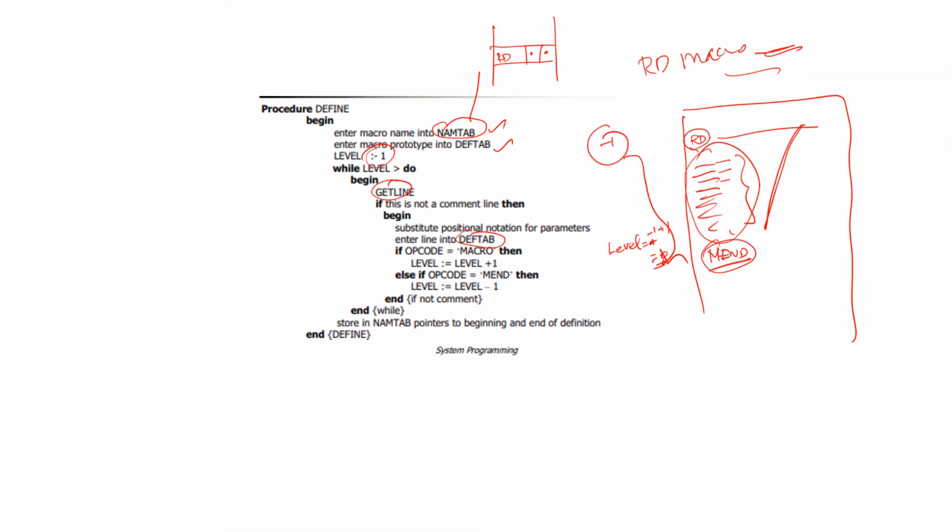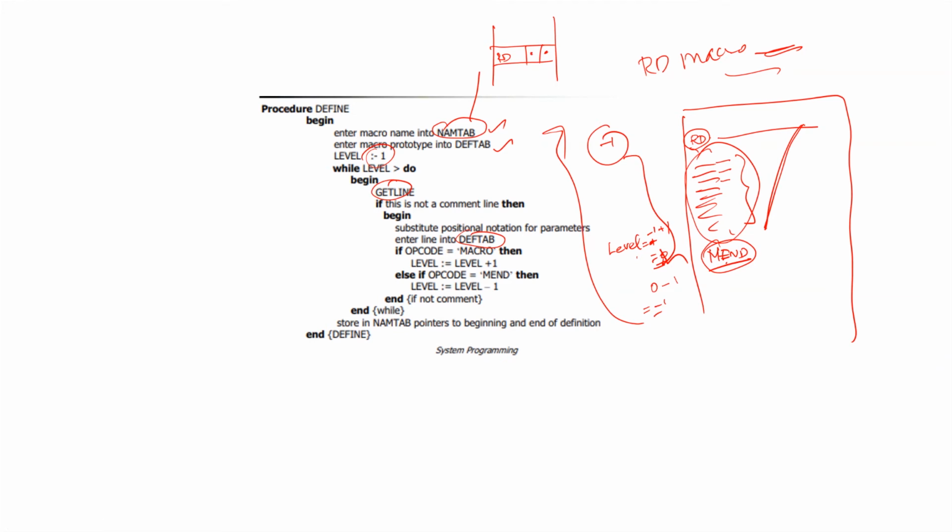Then, if opcode is equal to end, that means when you reach the end, what happens now? 0 minus 1. Level value is now 0 minus 1. Now it is changed to minus. It goes to the previous state.